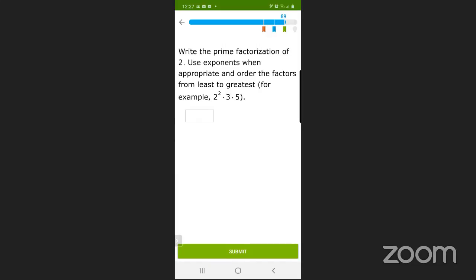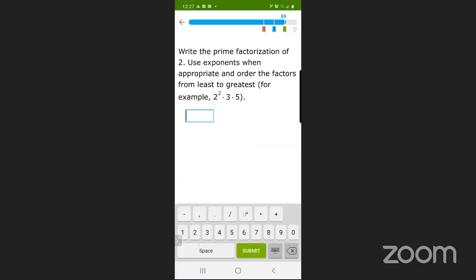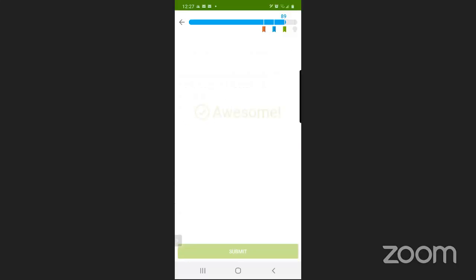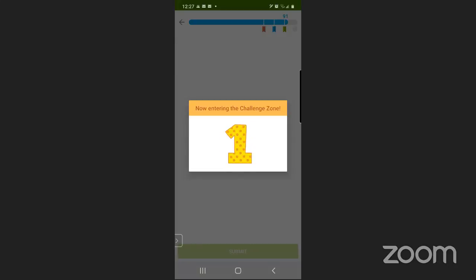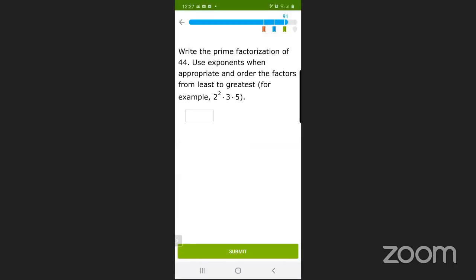Write the prime factorization of 2. That's easy. It's just 2. Good job. Okay, next. Now you're entering into the challenge zone. Write the prime factorization of 44. Who wants to do this? You can write on the screen.